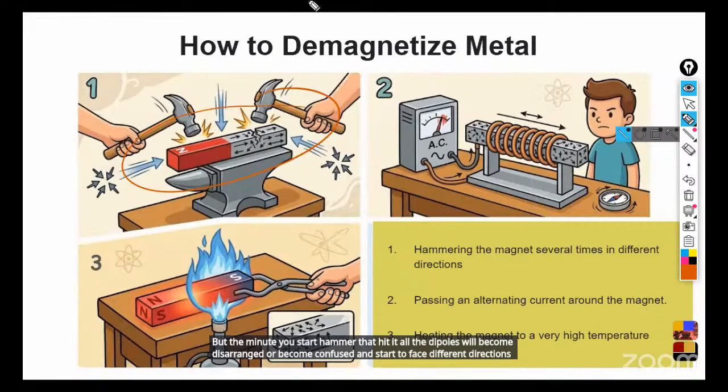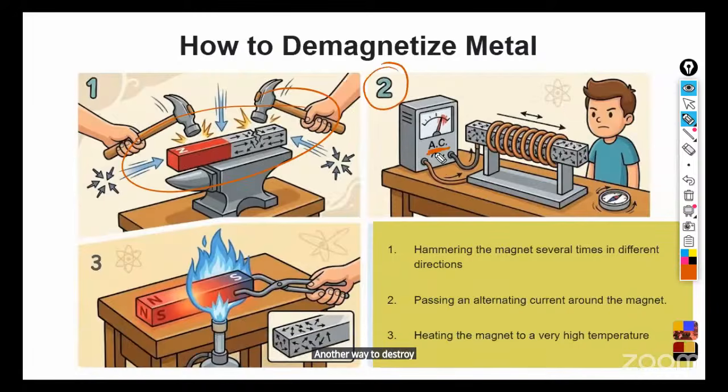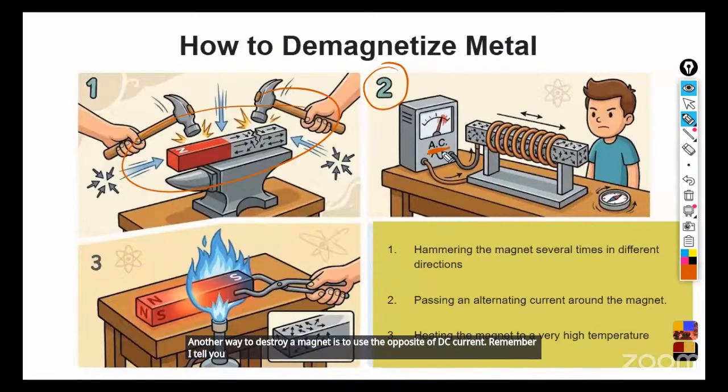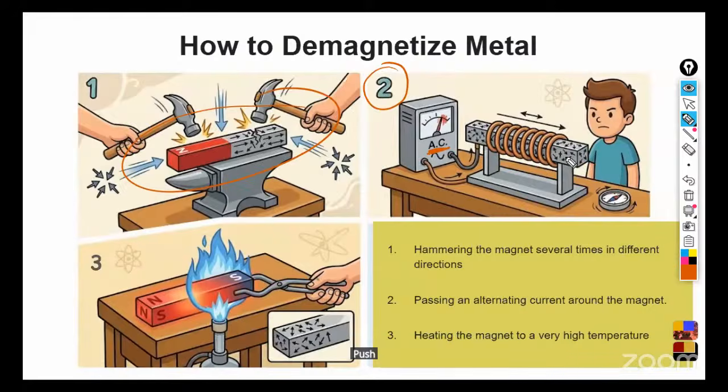And it will cease to be a magnet. Another way to destroy a magnet is to use the opposite of DC current. Remember I told you there were two types of current, AC and DC. I will explain the difference just now. But if you push an AC current around a magnet, it stops being a magnet. So if DC creates a magnet, the opposite of DC, which is AC, will destroy the magnet.